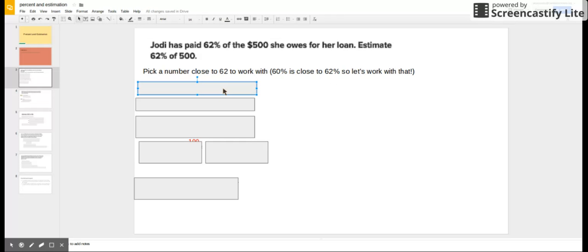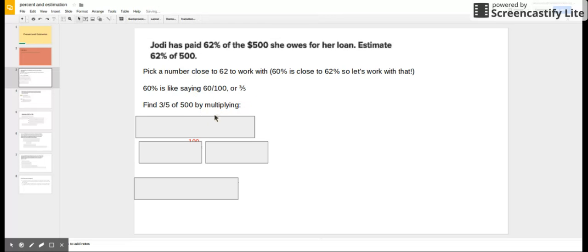So instead of finding 62% of 500, I'm going to find 60% of 500. So 60% is like saying 60 over 100 or 3/5. 60 over 100 actually reduces to 6/10, which reduces to 3/5. So I'm going to think of the 60% as 3/5. So now I'm going to find 3/5 of 500, right? If I'm trying to find 60% of 500, it's like saying 3/5 of 500.